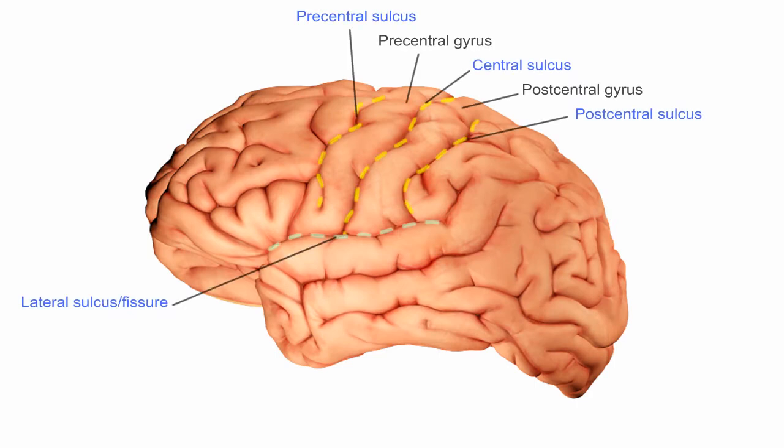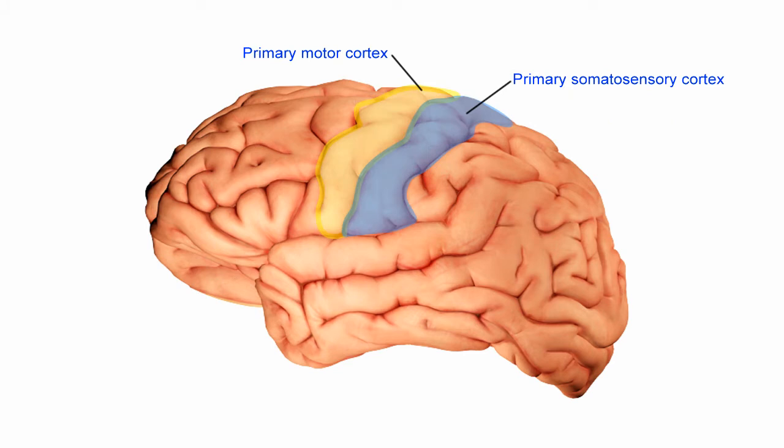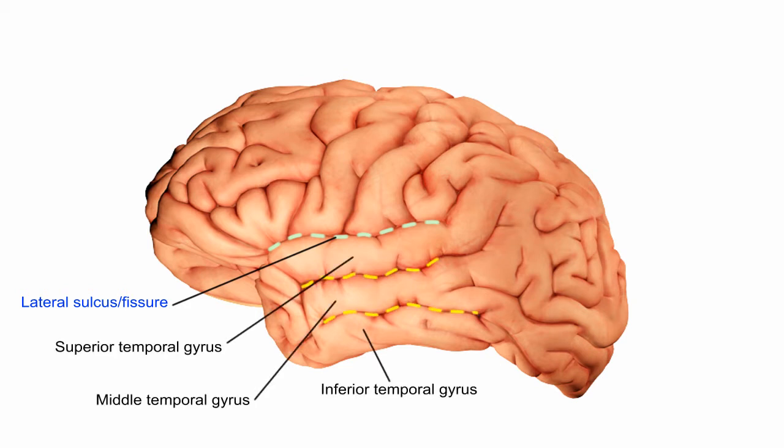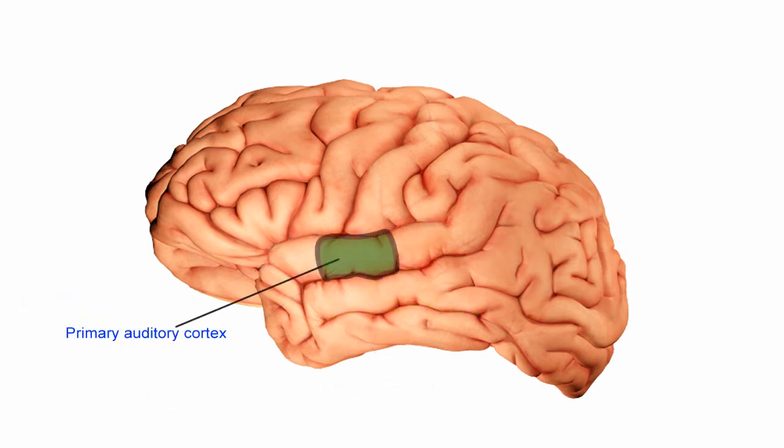The gyri immediately anterior and posterior to the central sulcus are called the precentral and postcentral gyri. The precentral gyrus is bounded on the anterior side by the precentral sulcus, while the postcentral gyrus is bounded by the postcentral sulcus. These two gyri are the location of the primary motor and primary somatosensory cortices, respectively. Below, or inferior to, the lateral sulcus is the temporal lobe, which has three gyri: the superior, middle, and inferior temporal gyri. The superior temporal gyrus is the location of the primary auditory cortex.